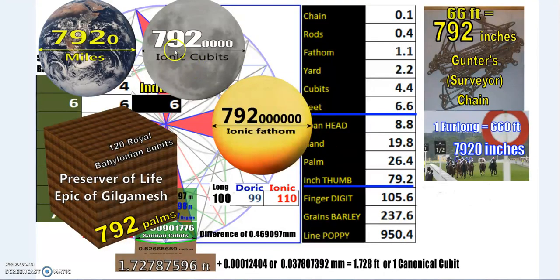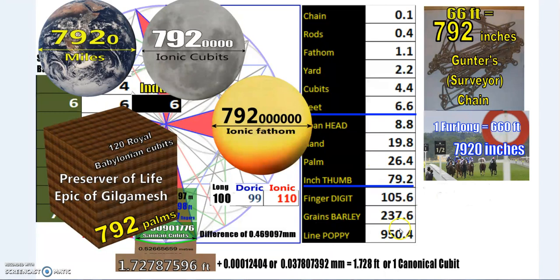However, so now 792, so whether it's 7,920 miles of the Earth, average mean diameter above 99.9% accuracy, same with the Sun and the Moon, but also the preserver of life in the Epic of Gilgamesh, in 120 Royal Babylonian cubits as described in the Epic of Gilgamesh, or Sumerian or Indus scale, but that's 792 palm.